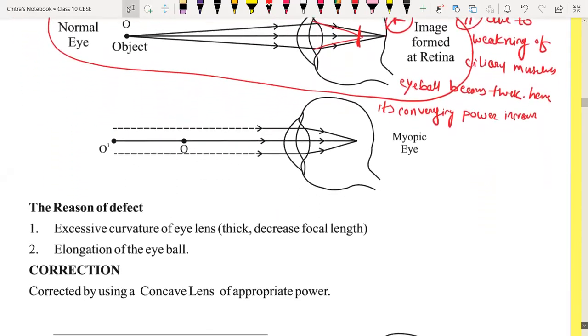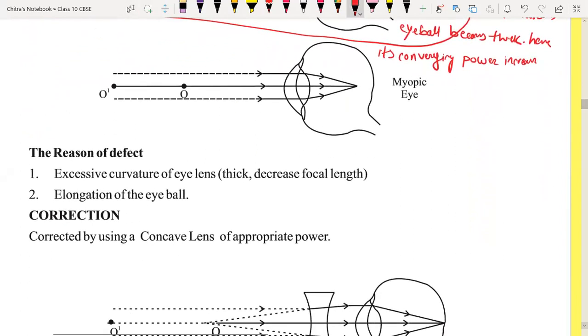See here what happens: due to increase in converging power of the lens, it converges the light right in front of the retina. Means the image will form over here, so it will appear blurred. Reasons are also given here. Excessive curvature of the eye lens, means thick. The lens has become very thick, we already went through that, and it decreases the focal length. First the focal length was up to the retina, but now it is right in front of the retina, means focal length has decreased. Is it or not?